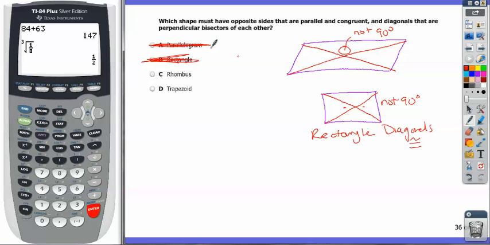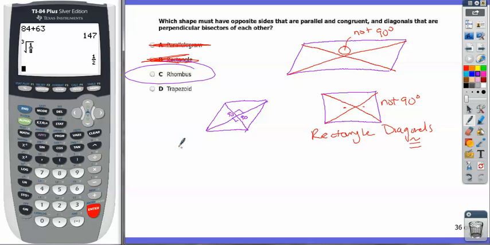A rhombus, and this is going to be a little tricky. Make it purple again. A rhombus is just like a parallelogram, only all the sides are the same. So if I draw in my diagonals, these are actually looking kind of 90-ish. So I would go with rhombus.